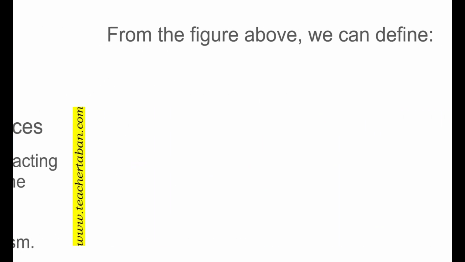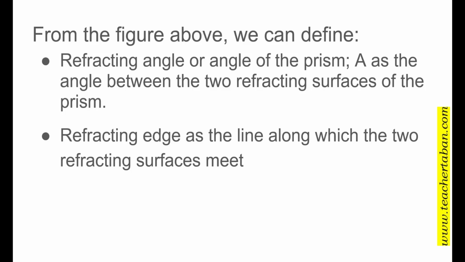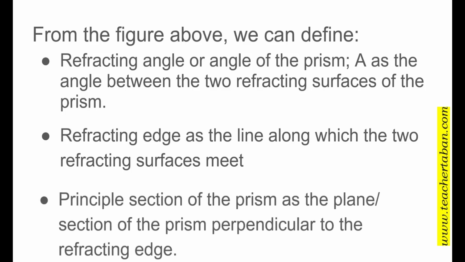And then we have the refracting edge. We define this as the line along which the two refracting surfaces meet. That is the refracting edge of the prism, where the two refracting surfaces meet. And then the principal section of the prism or the plane is defined as the section perpendicular to the refracting edge of the prism. So in case you go on cutting planes or surfaces along that refracting edge, if they are perpendicular, then we call those ones the principal section of the prism.